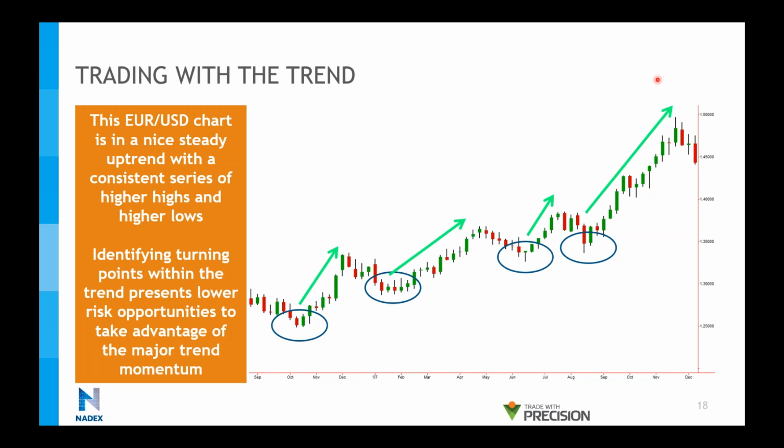Identifying turning points within the trend presents lower risk opportunities to take advantage of the major trend momentum. So the idea here is, I have realized that this is an uptrend. So people might think, this is all that I need to know. I want to buy this market. No, I don't want to buy this market at any price. I want to have a good deal. I want to have a good trade location. This is why I'm waiting for those pullbacks to actually occur.